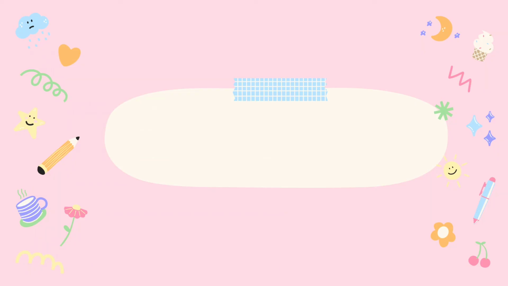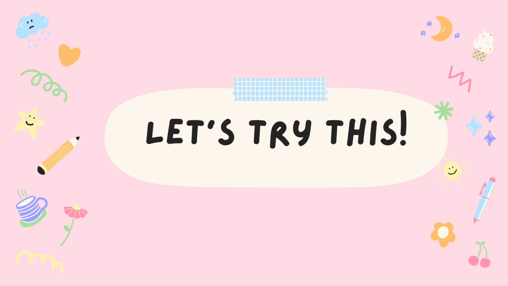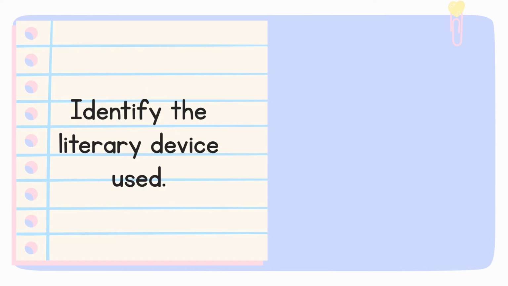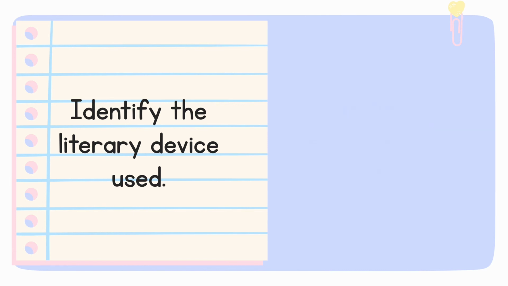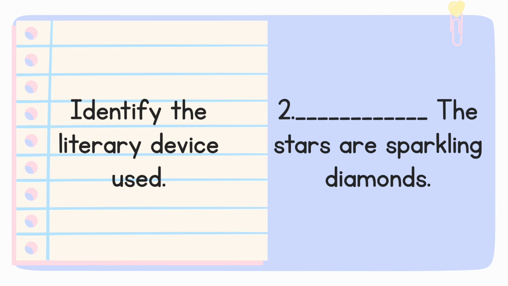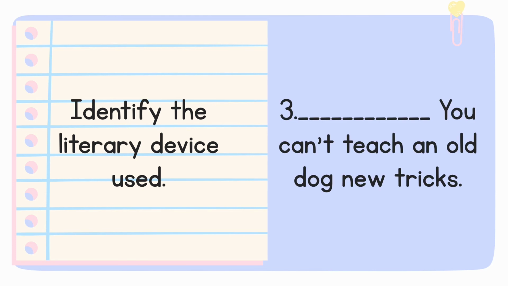Now that we're done, let's try this activity. Get a piece of paper and let's answer. I know you can do this. Identify the literary device used in each sentence. Number 1, Rita heard the last piece of pie calling her name. What do you think is the answer? Number 2, the stars are sparkling diamonds. And number 3, you can't teach an old dog new tricks.